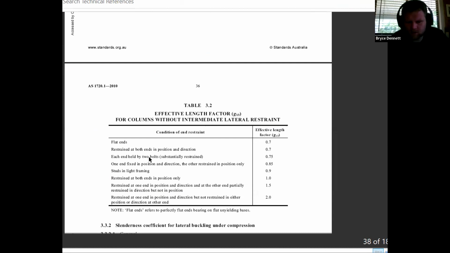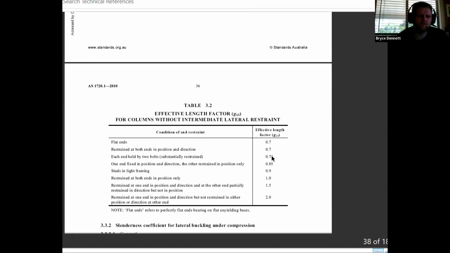So it doesn't change the number? Look, when you restrain something by more bolts, it's going to make it more restrained. So we'd use the 0.7 for that one? I would have used 0.75. Held by 2 bolts, substantially restrained, 0.75. And the same with the 4 bolts? Yeah. Even though, as you said, it would probably be more restrained, just use that factor.